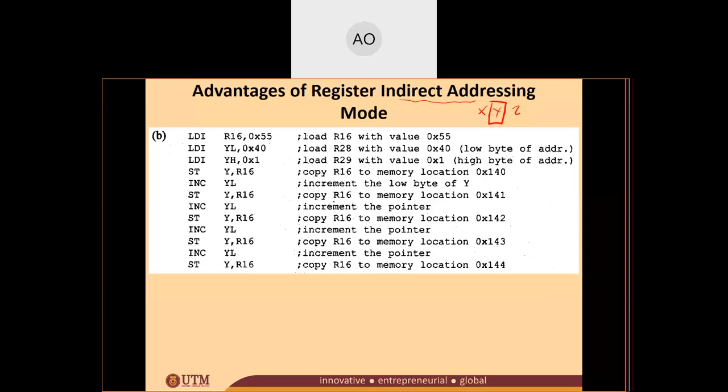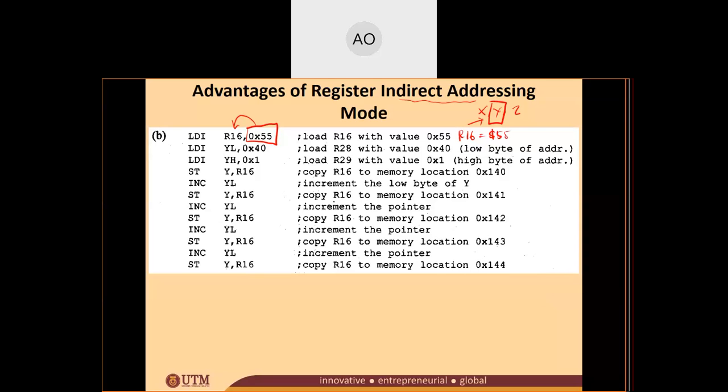So first, what you're going to do is the same. You need to put value 55 to your GPR, which now you save to your R16. By using the LDI instruction, LDI R16 0X55. So what happens is you load 55 to R16. So R16 now has value 55. Okay, now we are going to use the pointer register.